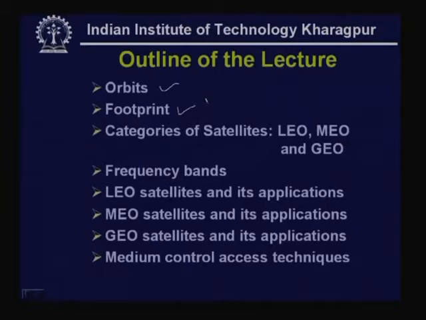Then we shall discuss three different types of satellites: LEO, MEO and GEO, that is, low earth orbit, medium earth orbit and geostationary orbit. And I shall mention the frequency bands which are used in satellite communication. Then we shall consider one after the other the different categories of satellites: LEO satellites and their applications, MEO satellites and their applications, GEO satellites and their applications, and finally, I shall discuss the medium access control techniques used in satellite communication.